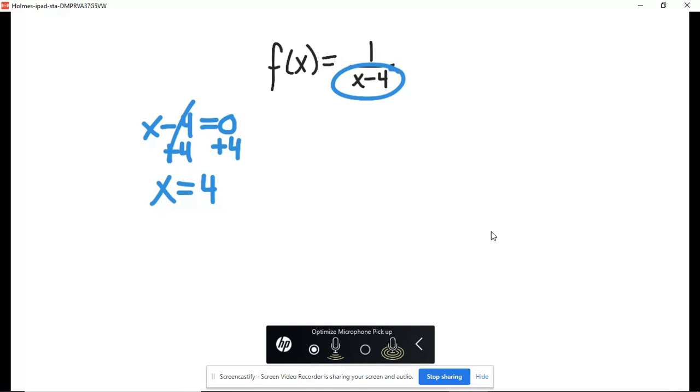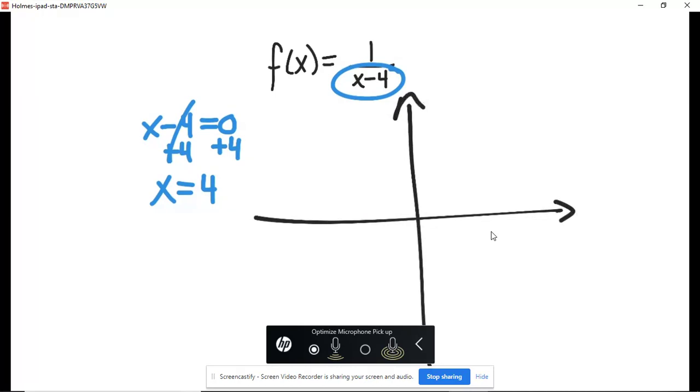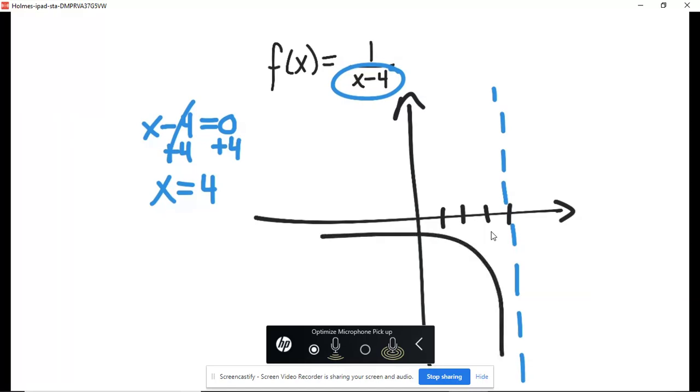So my graph will look something like this, and I'll share with you in a little bit what it looks like on Desmos. At 4, 1, 2, 3, 4, we will have a vertical asymptote, an imaginary line the graph is going to try to touch, but will never reach. Notice how the graph approaches the line on the top and the bottom, but it will never actually touch it at x equals 4.